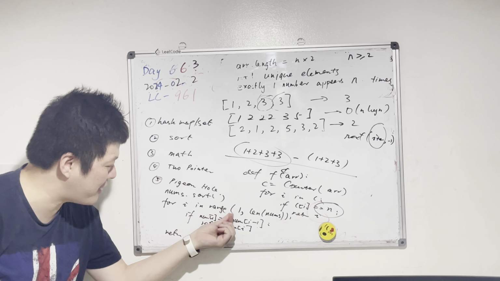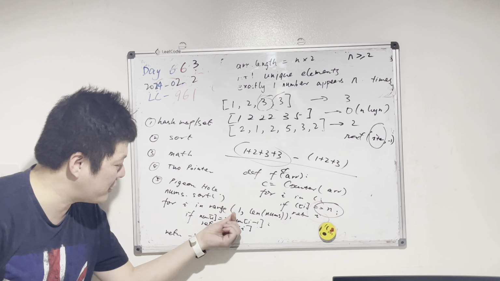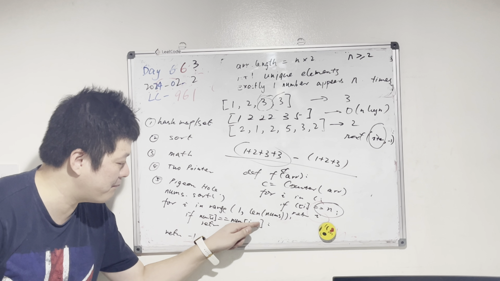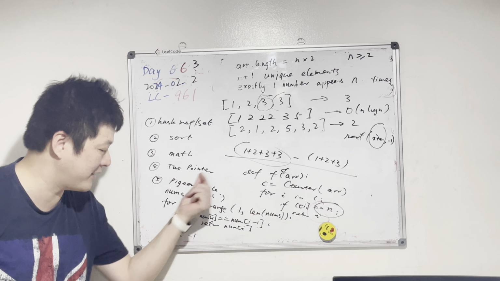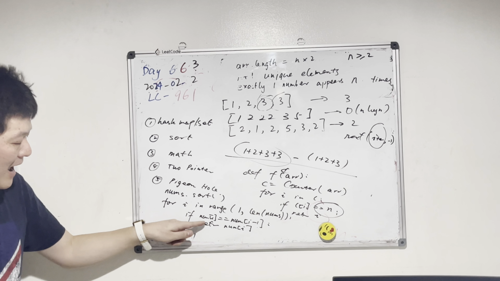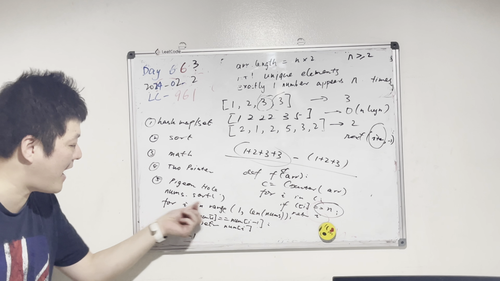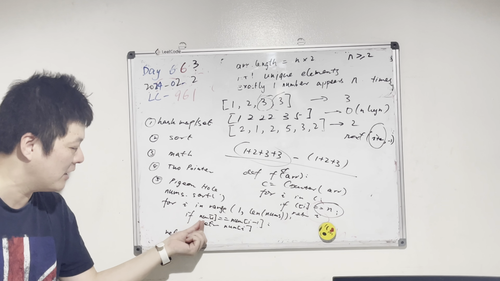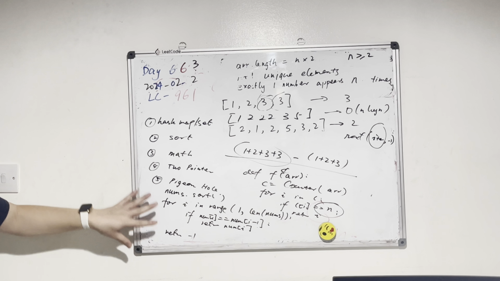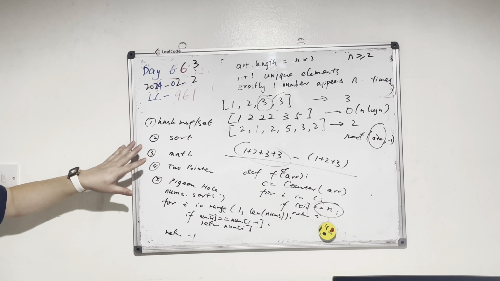Of course we can change the index: for i in range 0 to length of nums minus 1, and then instead of i minus 1, we use i plus 1. We check the next number, and we can also use the next function: return next nums[i] for i in range, if nums[i] equals nums[i minus 1]. The time complexity is O(n log n).